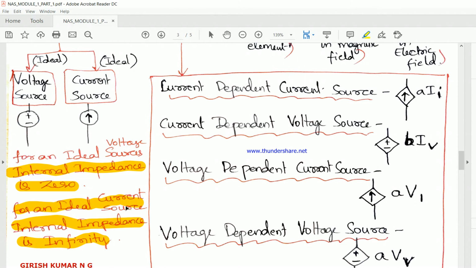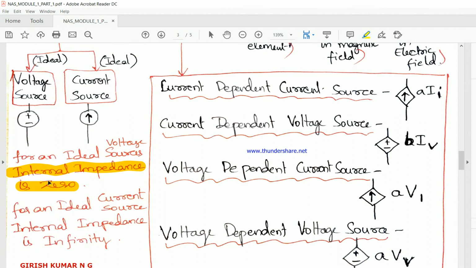So for a practical current source, definitely the internal impedance will be very low. Very low internal impedance will be there for a practical current source, whereas a bit more internal impedance will be there for a practical voltage source. Now if the question doesn't say whether it is practical or ideal, your job is to assume that the voltage source and current source are ideal. Means you assume that the voltage source has an internal impedance of 0 and the current source has an internal impedance of infinity.